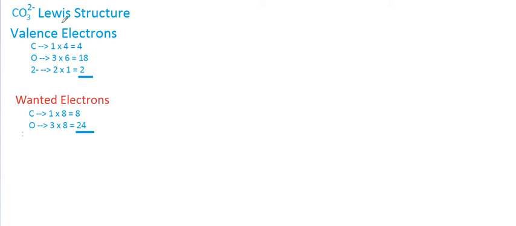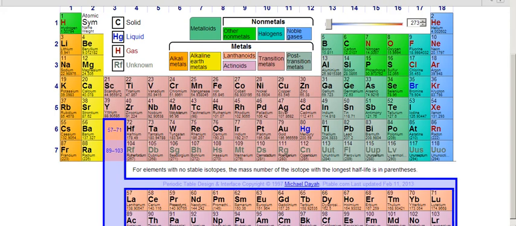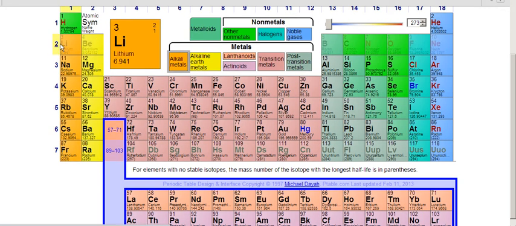Let's consider how to draw the Lewis structure for the carbonate ion, CO3 2-. First, we need to figure out how many valence electrons there are that come from the carbon, from the oxygen, and from the 2-. To do this, we go to the periodic table and we count 1, 2, 3, 4 valence electrons for the carbon. It's in the fourth column.